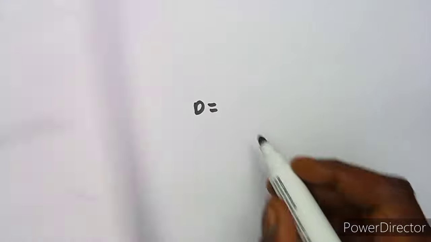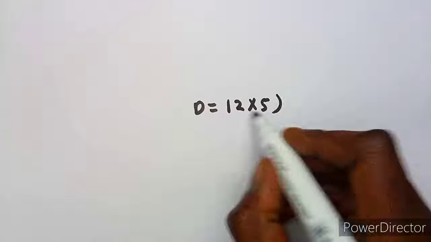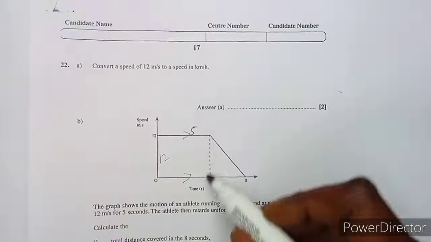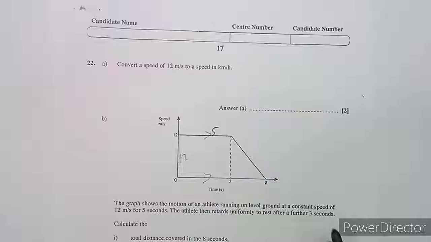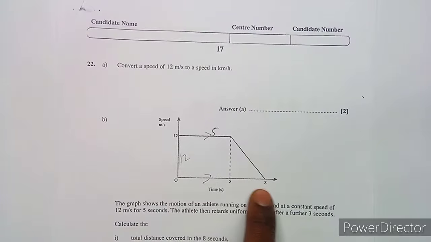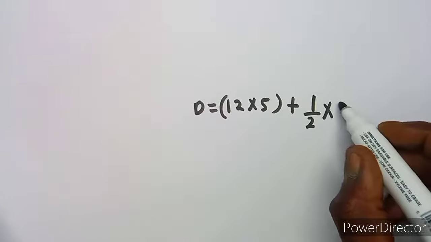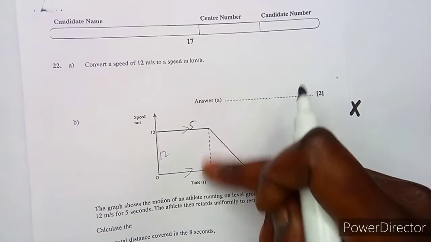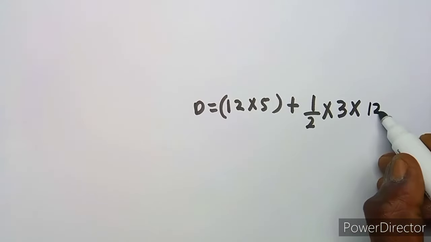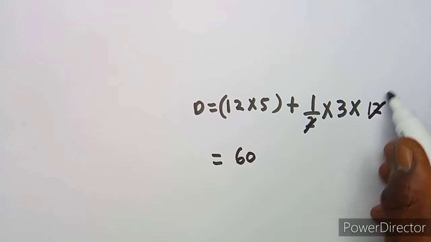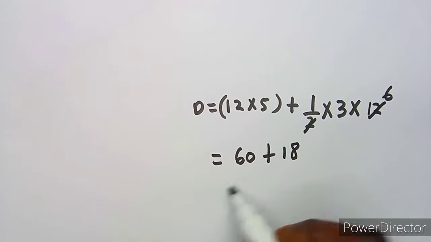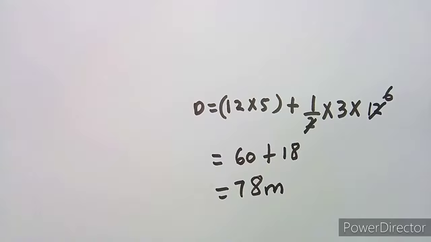Or you can use area of a rectangle. So our distance could have been area of a rectangle, which is length times width. In this case, it's going to be 12 times 5, plus area of a triangle, which is half base times perpendicular height. So it's going to be half times the base from 5 to 8, so it's 8 minus 5, which is 3, times the height, which is 12. Combine there, you're going to obtain your answer, which is 60 here. Then half of 12 is 6 times 3, which is 18. If you add, still you're going to obtain the same thing, which is 78 meters.